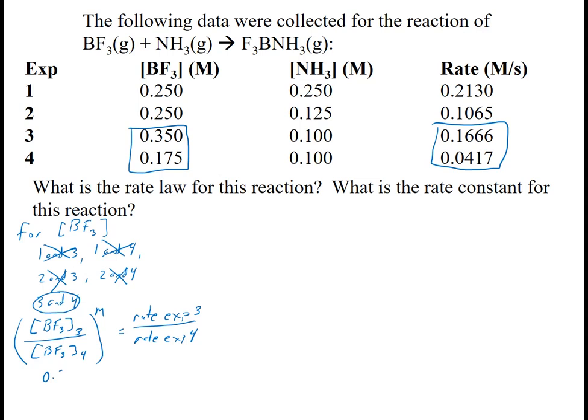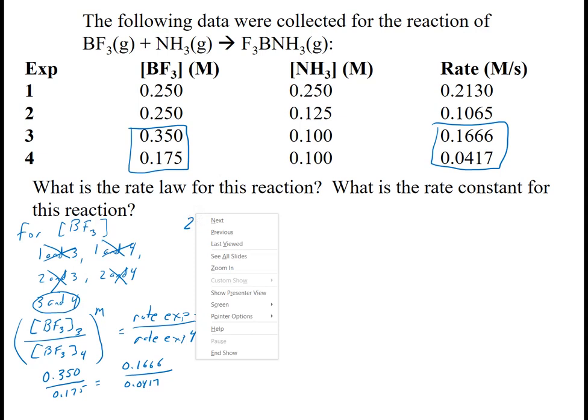And then I plug in my numbers. I have 0.350 divided by 0.175 is going to be 0.1666 divided by 0.0417. When I divide 0.350 by 0.175, I get 2. When I divide 0.166 by 0.0417, I get 4, and that's 2 to the M. So what power of 2 is equal to 4? The answer is 2, so M is equal to 2. So I'm done with the BF3.